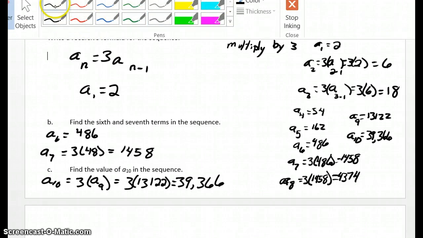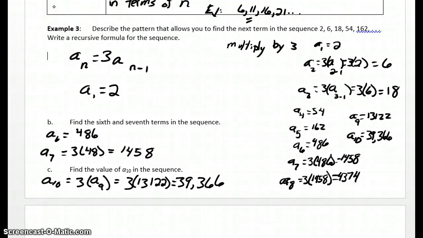The 7th term, again, is simply multiplying the previous term, 486, times 3. That's 486 times 3, which equals 1,458. The 10th term, we already have it written, is 39,366, but I could find that by taking 3 times the 9th term. The 9th term is 13,122, and that's how I can get my 10th term by using the recursive formula. Again, remember this recursive formula has 2 parts: the part that relates to successive terms, and then the beginning value.